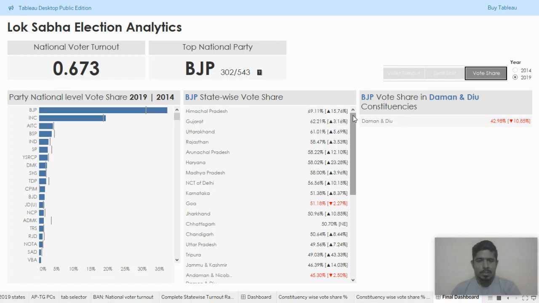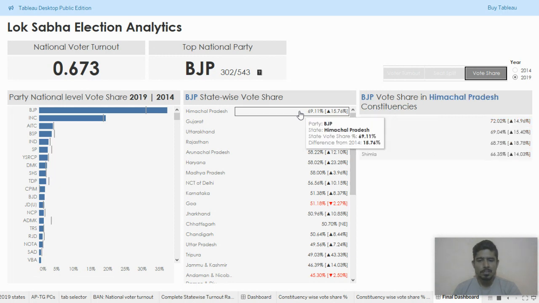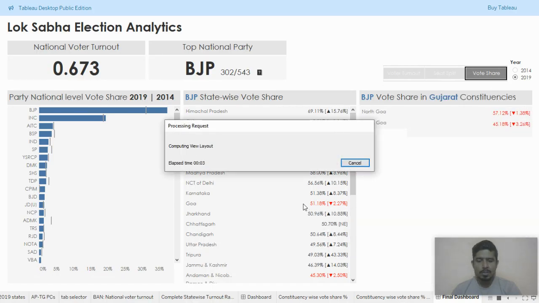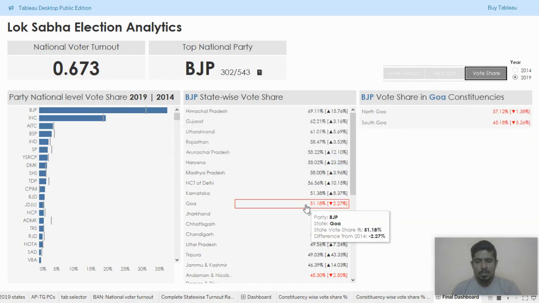For example, in Himachal Pradesh, BJP got 69.11 percentage of the total votes of Himachal Pradesh, which was 15.76 percentage more in 2019 as compared to 2014. Similarly, in Goa, BJP received 51.18 percentage of the total votes of Goa, which was 2.27 percentage down in 2019 as compared to 2014.